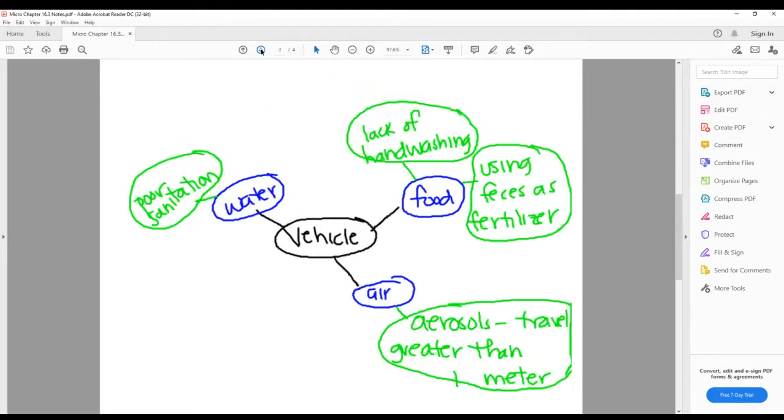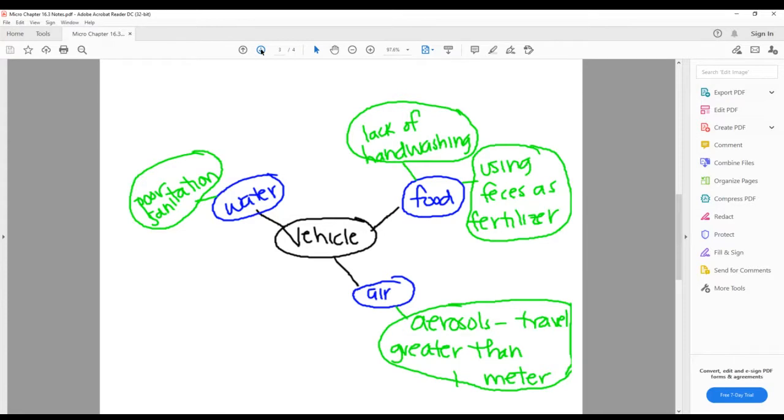Our second type of transmission is vehicle transmission. You can think of the vehicle almost like the reservoir. It's kind of where the pathogen resides. So we have waterborne, typically through poor sanitation, where the toilet and the drinking water are in the same body of water, okay?